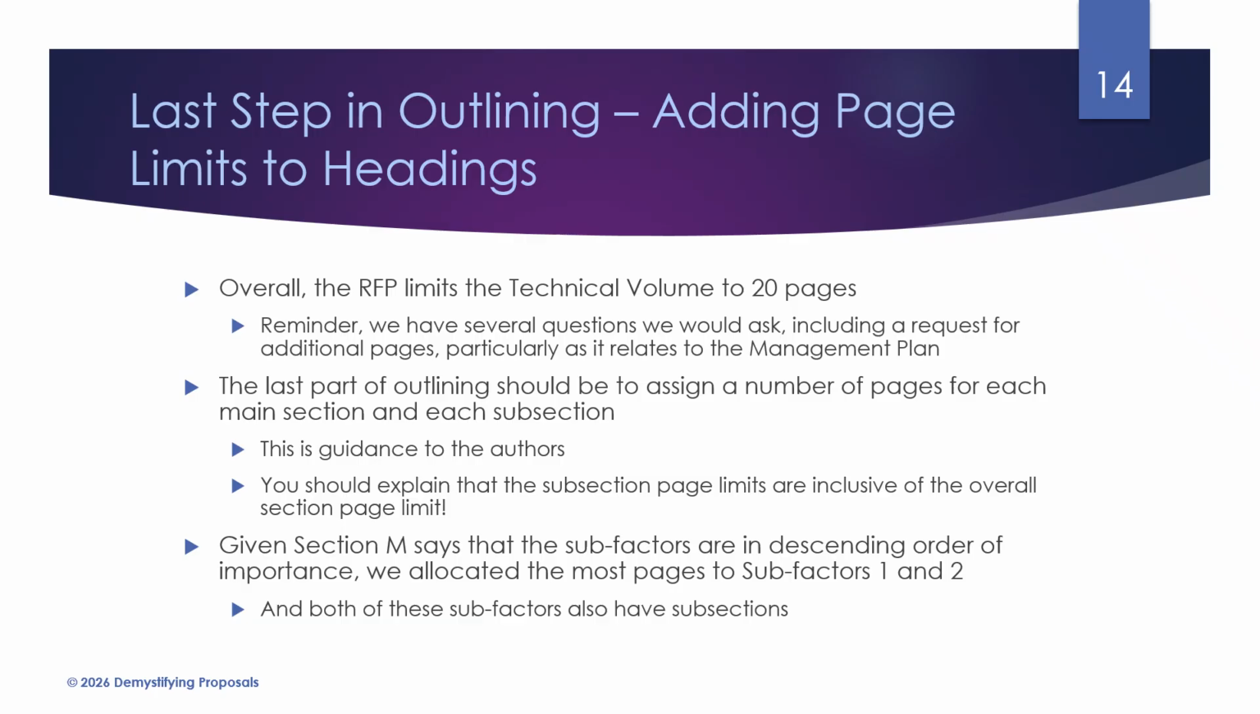And then also, given that section M says that the subfactors are listed in descending order of importance, that means that subfactor 1 is the most important, subfactor 2 is the next most important. And so I would allocate the most pages to the first couple of subfactors. And then, obviously you want to have page allocations for the other subfactors, but since they're less important, the most important sections should have the most pages.